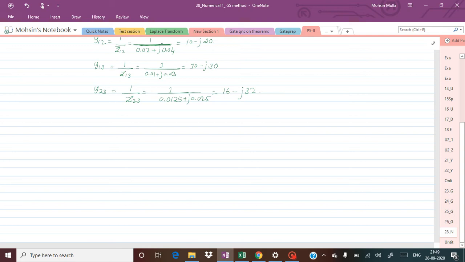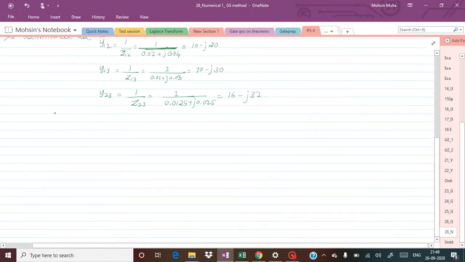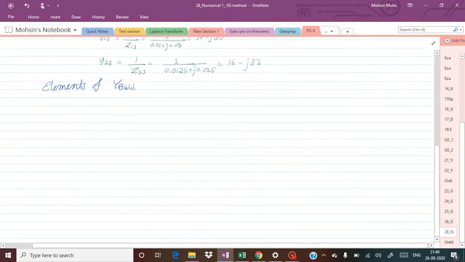Now we have to obtain the elements of y bus. How to obtain that, we have already discussed in the previous video lecture, so you can go back and check it. So now directly we'll apply that and try to determine the y bus elements. The elements of y bus are written in capital letters.